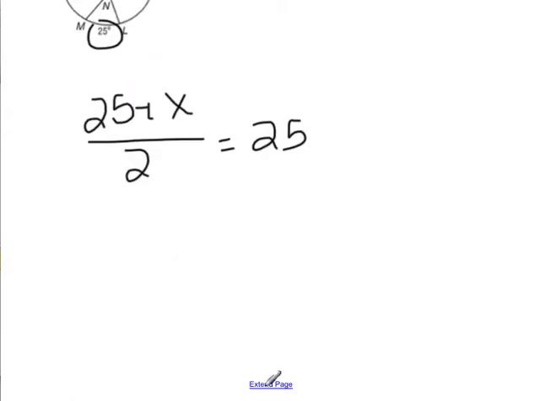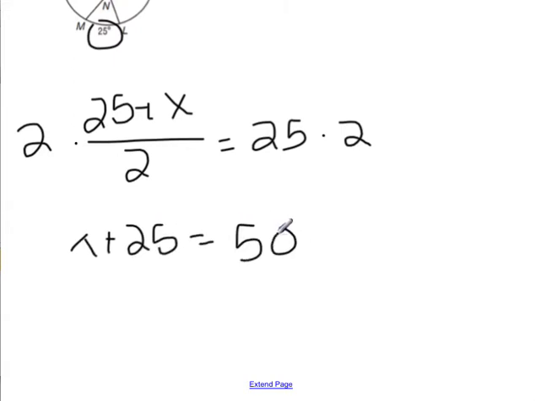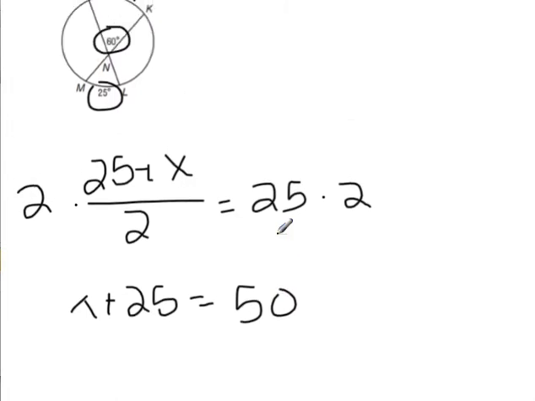Okay, so now I need to get that divided by 2 to the other side. So I'm going to go ahead and multiply both sides by 2. So then I get x plus 25 is equal to 25 times 2, which is going to be 50. Or not 25, sorry. This should be 60, because that was the interior angle. Silly me. So then 60 times 2 is going to be 120.